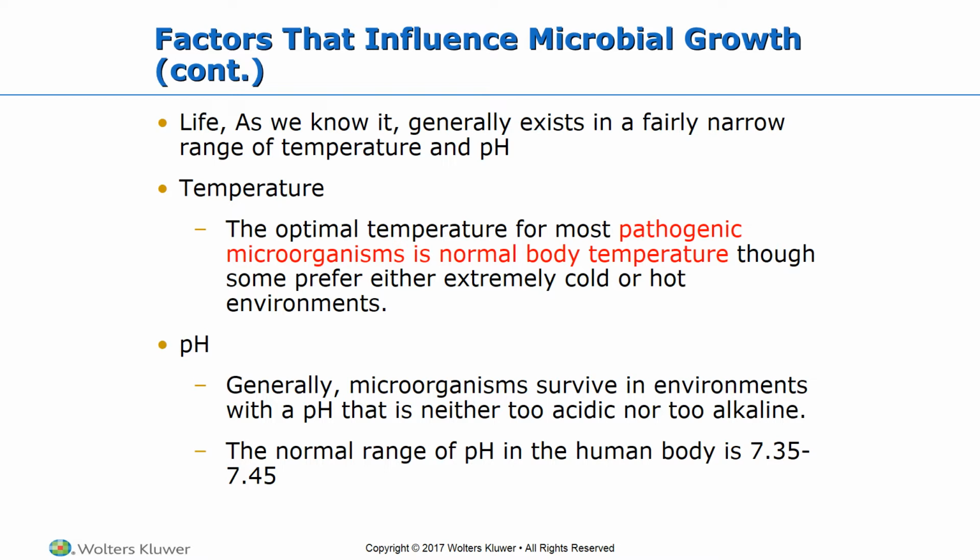pH, microorganisms survive in an environment, so our pH is neither too acidic nor too alkaline. We as an organism run slightly alkalotic, right? The pH scale goes from 0 to 14. 0 is completely acidic, 14 completely basic. We run in these, and 7 is neutral. We run at the 7.35 to 7.45 range. Just slightly alkaline.